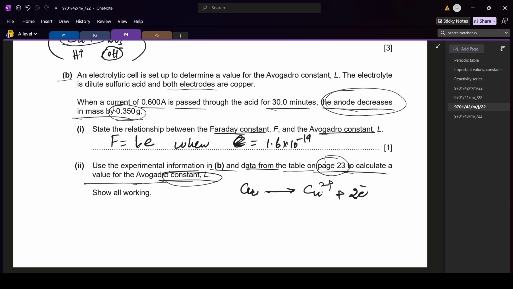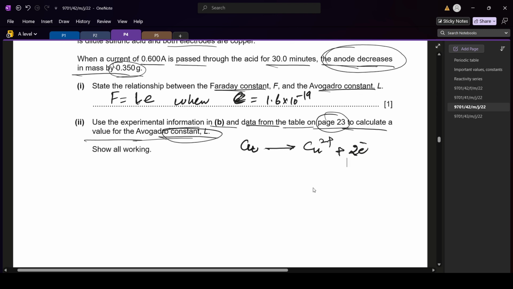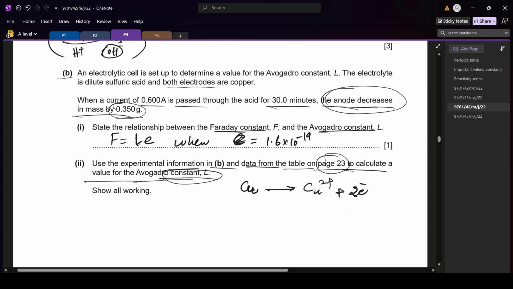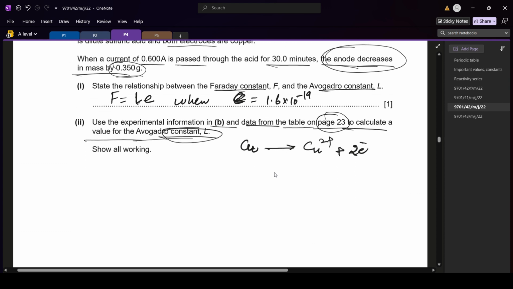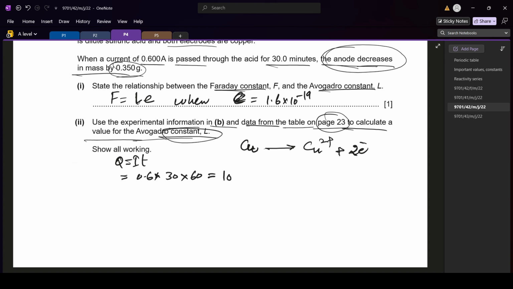Okay, now for this part you have to first calculate the charge. We are given the current in amperes and the time. So Q is equal to I times t, and I is 0.6 multiplied by time, but time should be in seconds and it is given in minutes, so we will multiply it by 60, so there is 1080 coulombs. Okay, this is your charge.